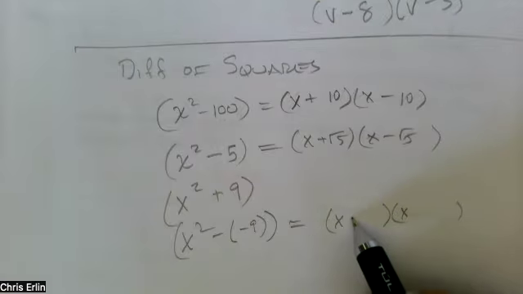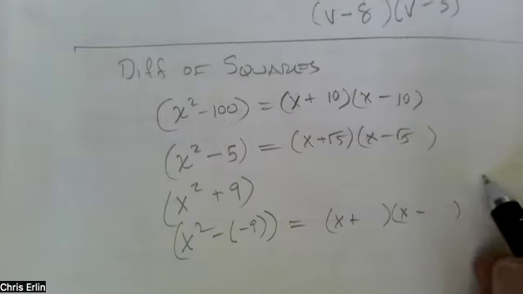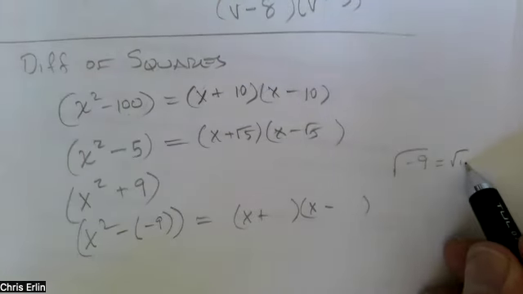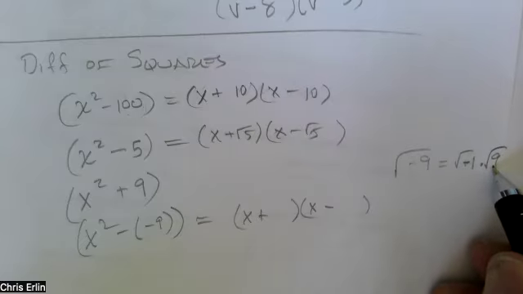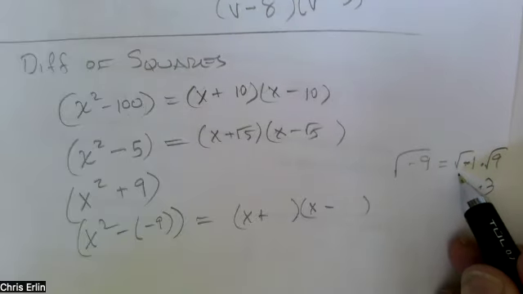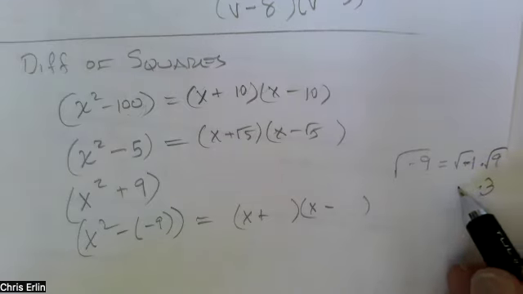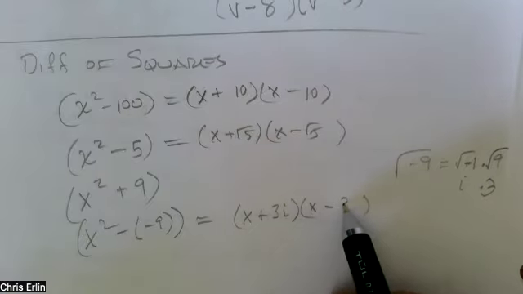X plus minus, what goes here? Say again? 3i. Square root of negative 9, right? Well, this is the same as the square root of negative 1 times the square root of 9. What's the square root of 9? 3. What's the square root of negative 1? Do you remember this? i. Good. So in other words, this would be x plus 3i, x minus 3i.